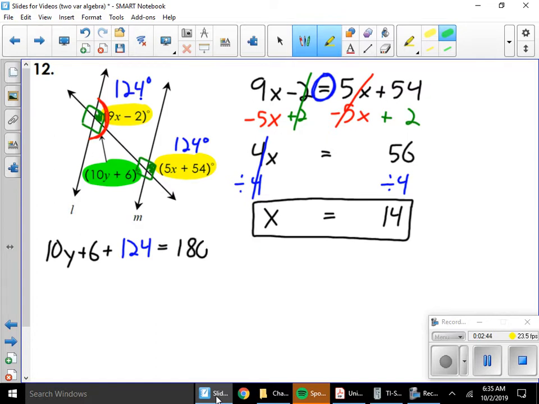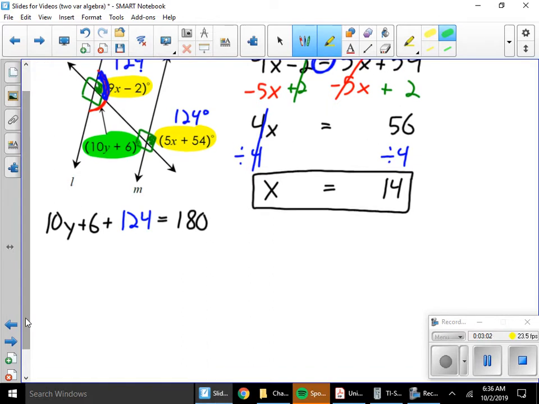So we get the 10y plus 6. That's our angle highlighted in green. And then the angle right next to it, this guy here. Those two come together to make the linear pair, which again adds to 180. So here we do need to combine some like terms first. We have 6 and 124. 6 plus 124 is 130. And now it's just a two-step equation.